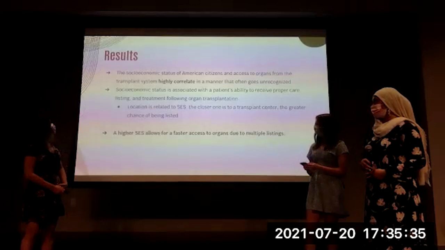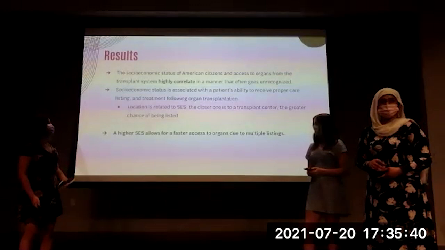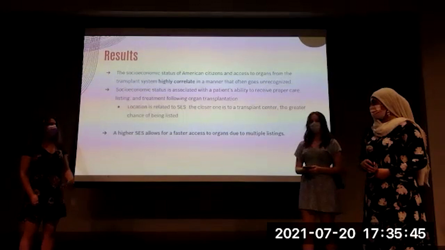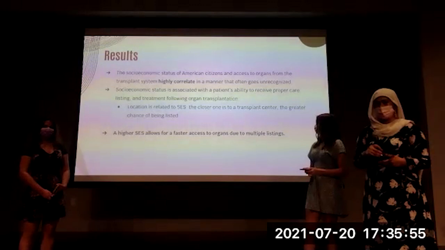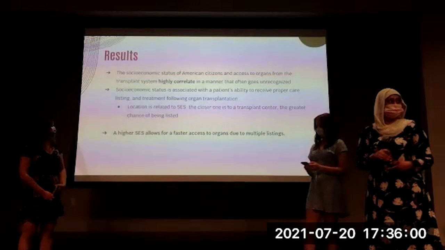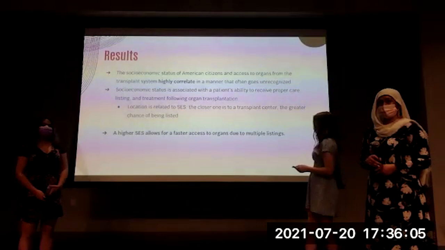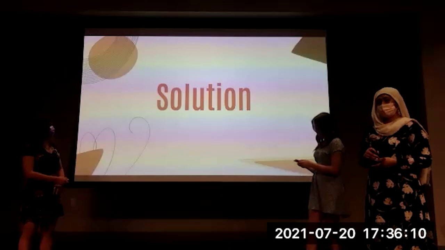So for our big conclusions that we got from doing this research, our first one is the socioeconomic status of American citizens and access to organs from the transplant system highly correlate in a manner that often goes unrecognized. In addition, socioeconomic status is associated with patient's ability to receive proper care listing and treatment following the transplantation, and location is very heavily related to socioeconomic status. And overall, our main conclusion was that a higher socioeconomic status allows for faster access to organs due to the multiple listing. So what solution can we pose for this problem?